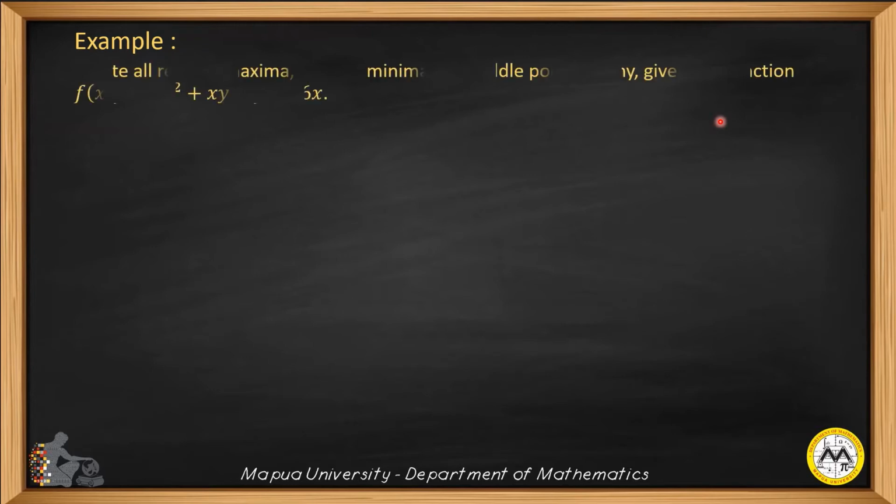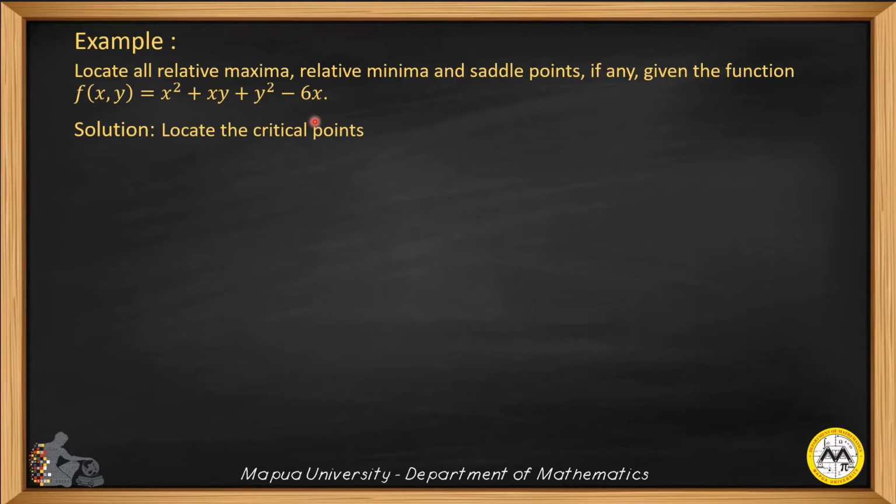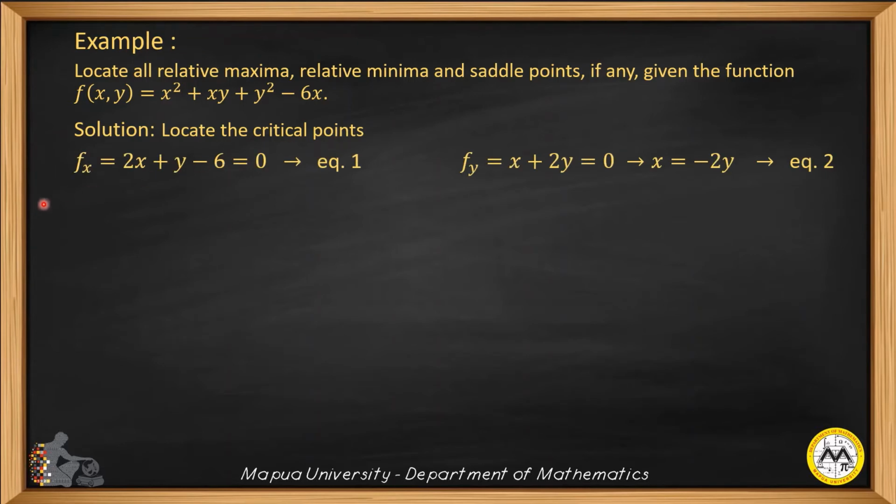We have to locate all relative maxima, relative minima, and saddle points, if any, given the function f of xy equal to x squared plus xy plus y squared minus 6x. For our solution, the first thing that we'll have to do is to locate the critical points, and these are points where the first partial derivative of f with respect to x and the first partial derivative of f with respect to y are both equal to 0.